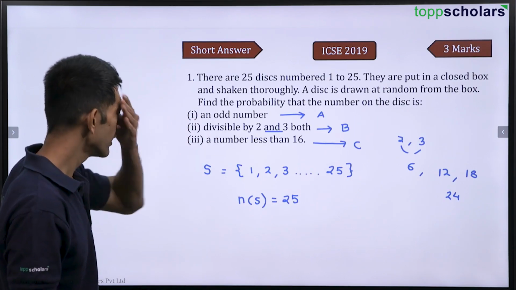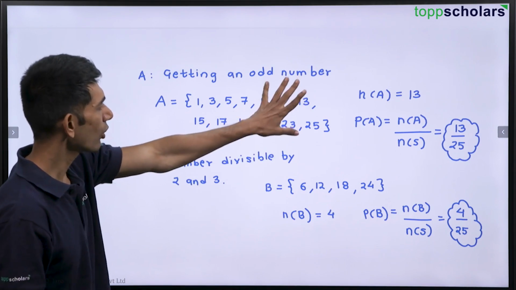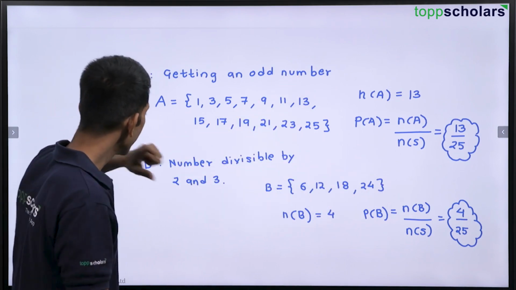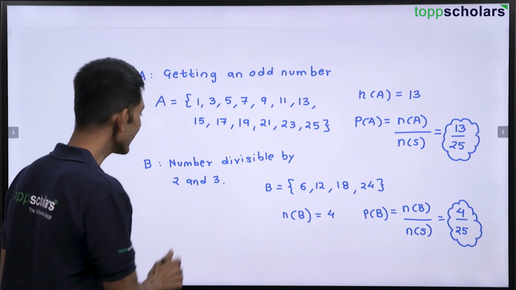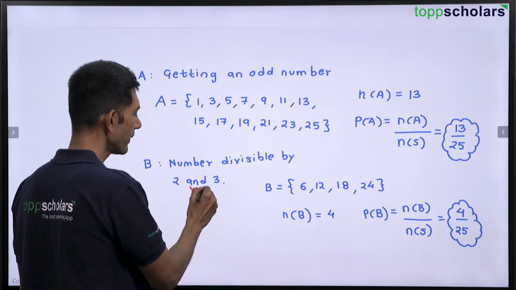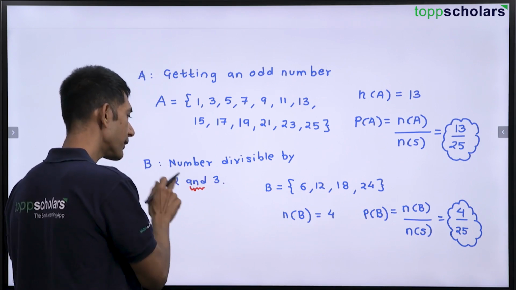Nothing much in this. Event A, event B, event C. Event A is odd numbers. How many odd numbers were there? 13 odd numbers, so 13 by 25. Then event B is number divisible by 2 and 3. This "and" is very important, understand. This "and" means it should be divisible by 2 also and 3 also.